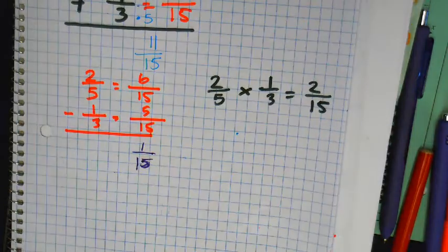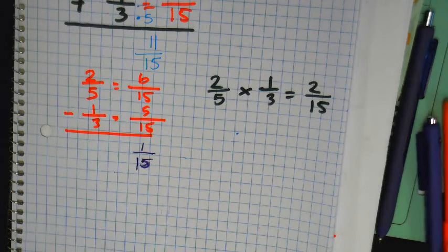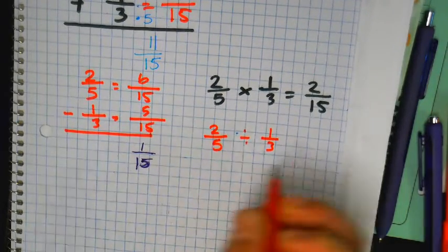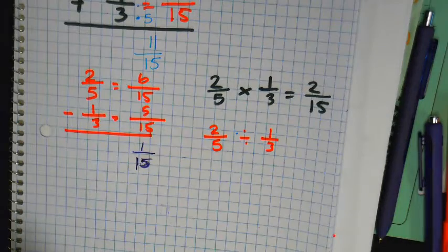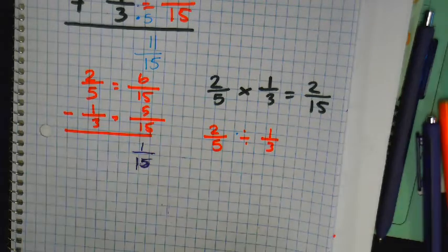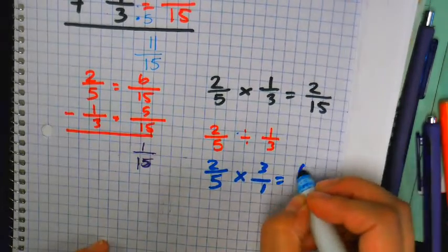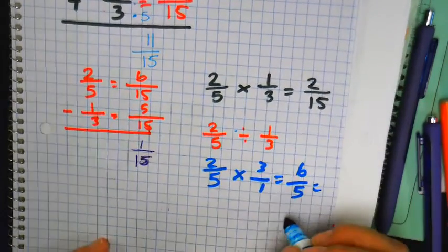Focus, right? Go at your own pace, but don't go slower than me. 2/5 divided by 1/3. How do I do it? Keep, change, flip. 2/5 times 3 over 1 is equal to 6 over 5, which is equal to?